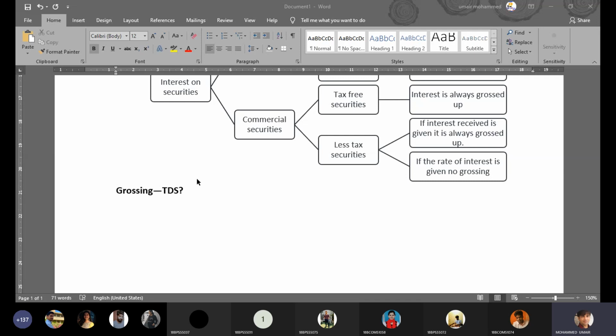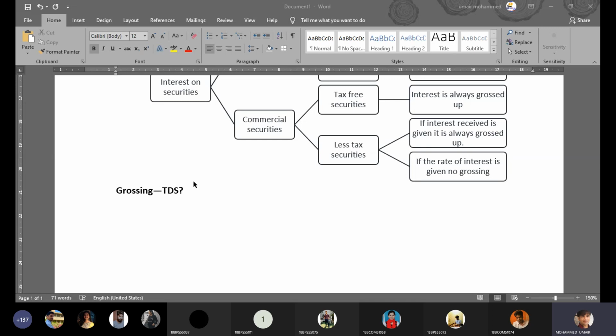So here, in government securities, as you can see, you have two variants. One is called tax-free government securities. When we say tax-free government securities, these are the securities which are exempted from tax. You don't have to include this in your total income. You can straight away omit it. These are not taxable. But what do you mean by less tax securities?